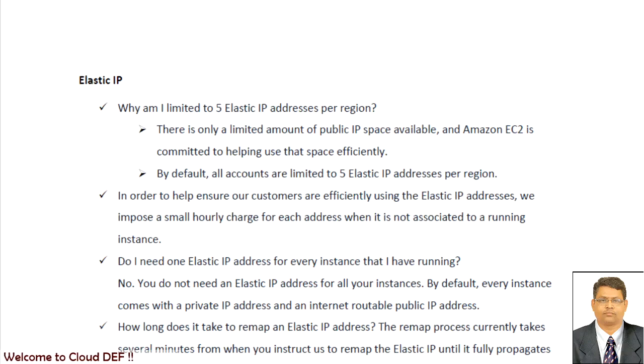Elastic IP. Why am I limited to 5 Elastic IP addresses per region? There is only a limited amount of public IP space available, and Amazon EC2 is committed to helping use that space efficiently. By default, all accounts are limited to 5 Elastic IP addresses per region. In order to help ensure our customers are efficiently using the Elastic IP addresses, we impose a small hourly charge for each address when it is not associated to a running instance.